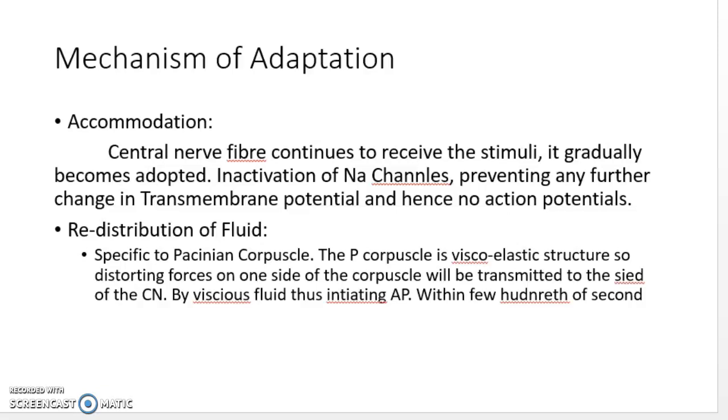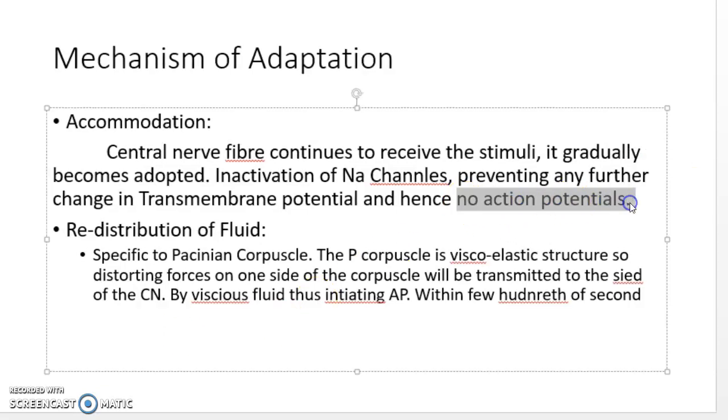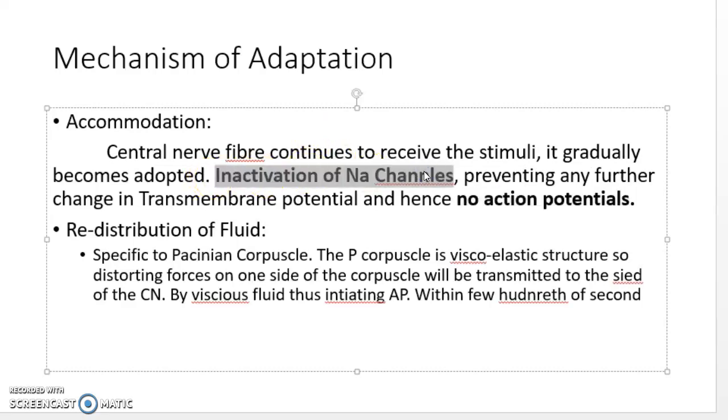Accommodation is the process by which a central nerve fiber that receives a stimulus gradually becomes accommodated. This is due to inactivation of sodium channels and further changes in transmembrane potential, so there is no more action potential. The central nerve fiber continues to receive stimuli and is gradually accommodated.